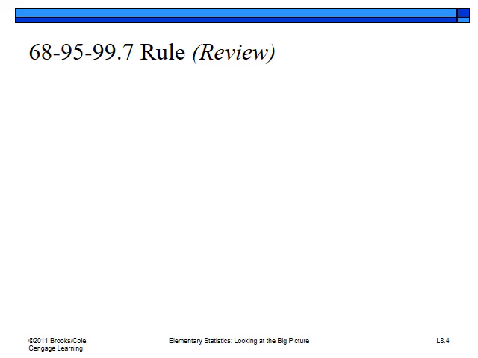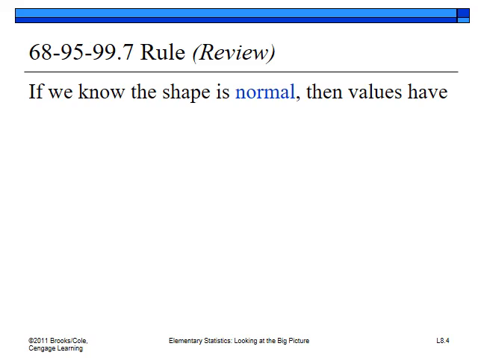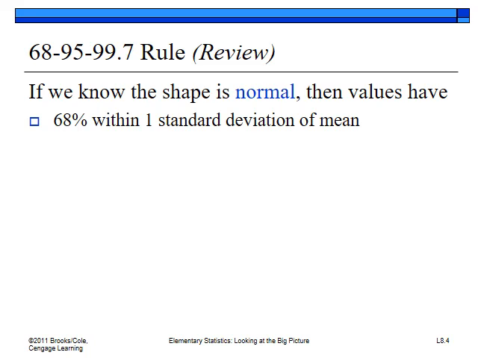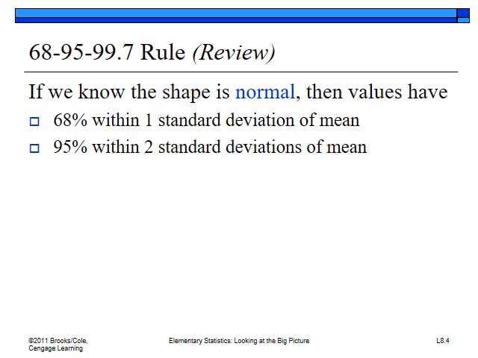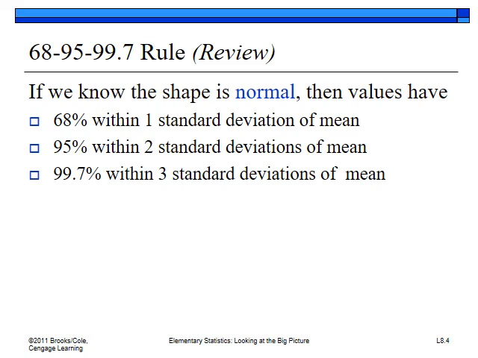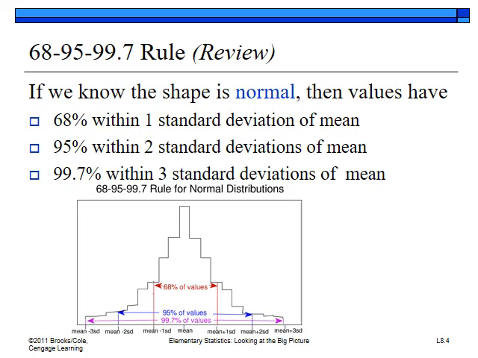To review, the 68, 95, 99.7 rule tells us that when we have a normally distributed variable, then of the values, 68% of them approximately will be within 1 standard deviation of the mean. 95% will be within 2 standard deviations of the mean, and 99.7% will be within 3 standard deviations of the mean. Here's a picture of what a typical histogram would look like.